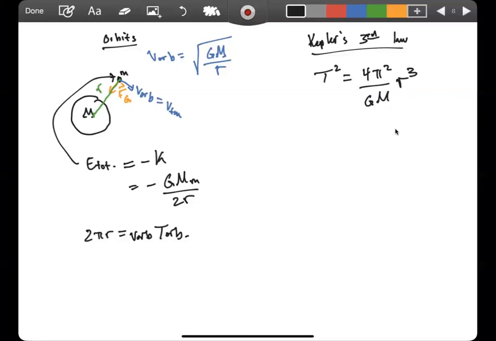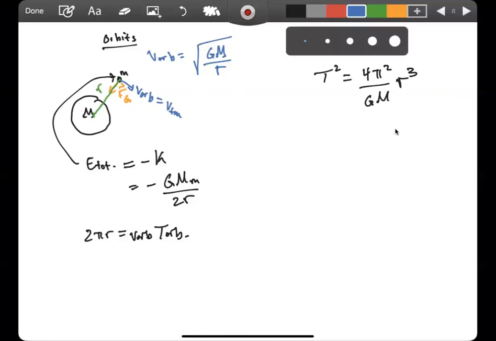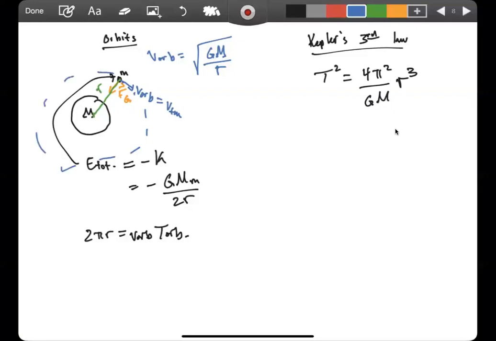Kepler's third law relates the period, which is our orbital period, that's how long it takes for this guy to move around through a full complete circle, to the radius at which this guy is orbiting. So I think that's pretty much it when it comes to chapter 13.